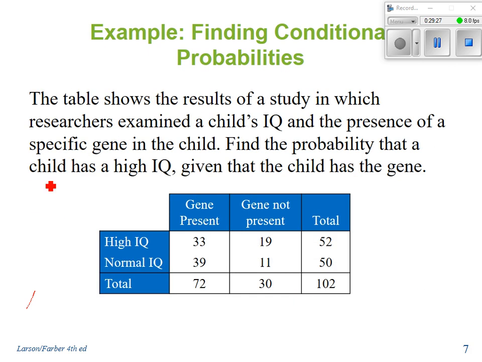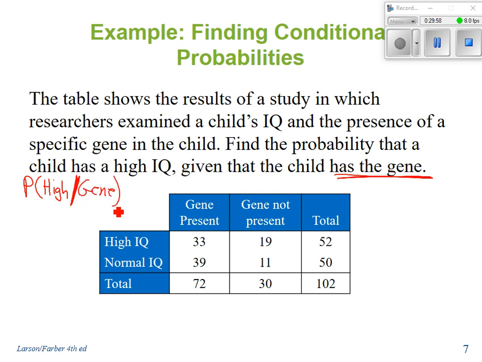The table shows the results of a study in which researchers examine a child's IQ and the presence of a specific gene in the child. Find the probability that the child has a high IQ given the child has the gene. So right away, we're looking at the probability that they have a high IQ given that they have the gene.